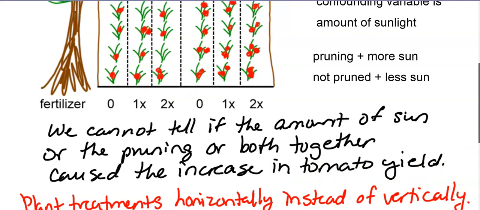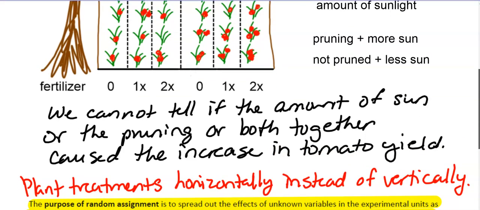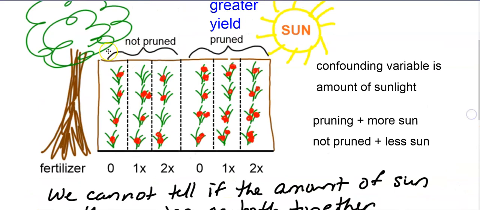How could we fix this? Well, we could plant the plants differently. Right now the treatments are vertically placed so that certain treatments are closer to the shade and certain treatments are closer to the sun. As a matter of fact, it would really be hard to differentiate whether or not the fertilizer actually made a difference, because notice all the lower amounts of fertilizer are closer to the shade and all the higher amounts of fertilizer are closer to the sun. So even fertilizer would be confounded with the amount of sunlight.